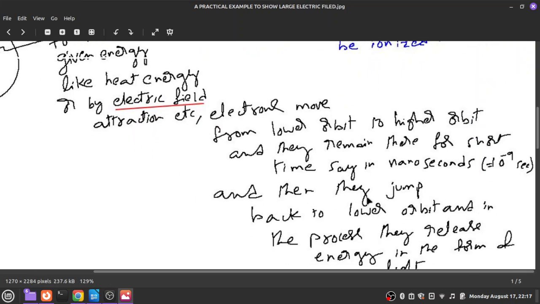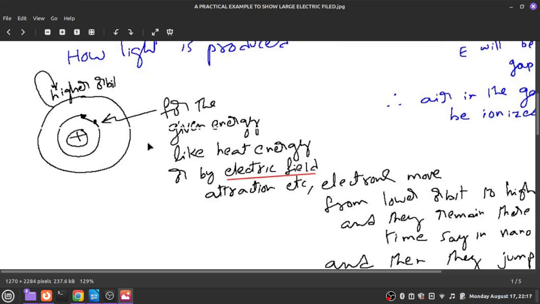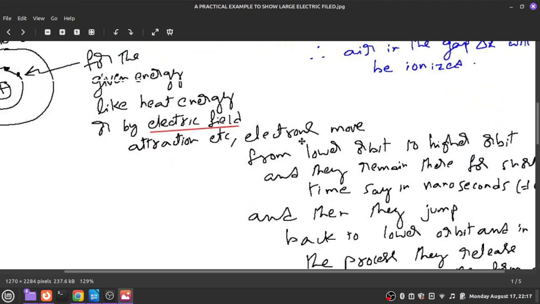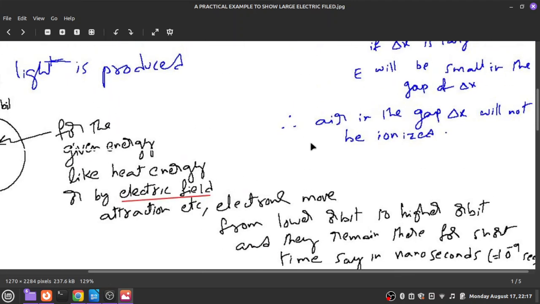Then they jump back to the lower orbit, and in the process they release energy in the form of light. See that to move from the lower orbit to the higher orbit, they need energy. That energy usually comes from heat energy or an electric field. This is how light is produced.